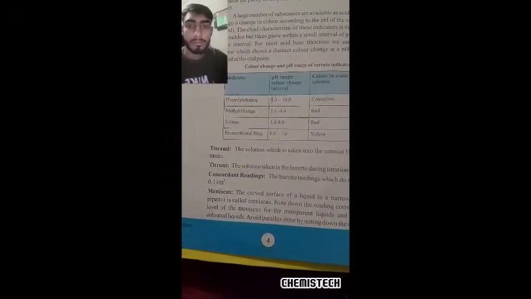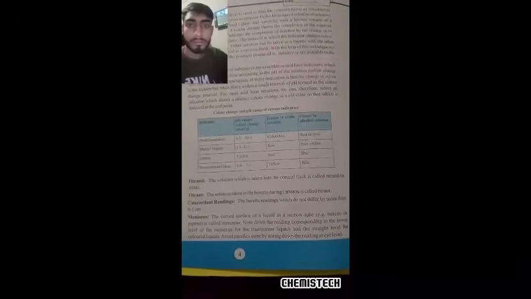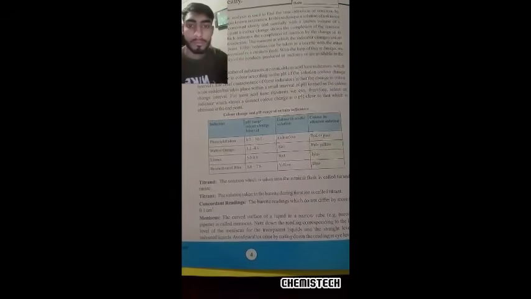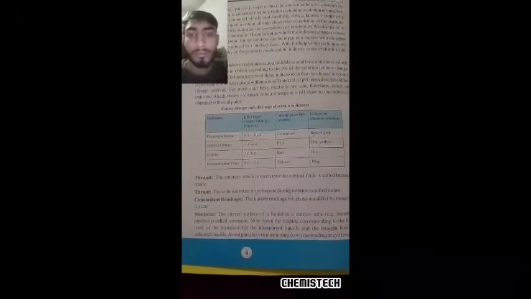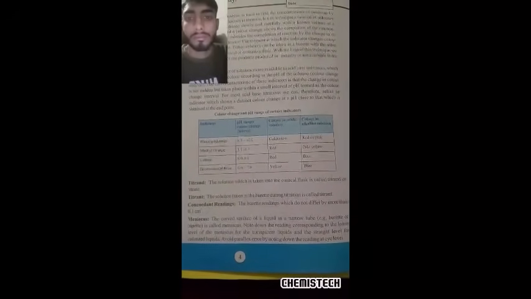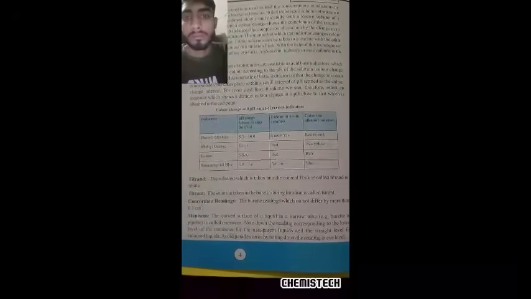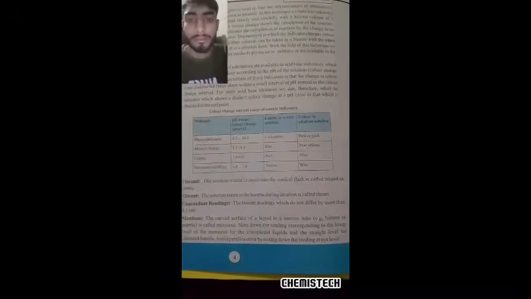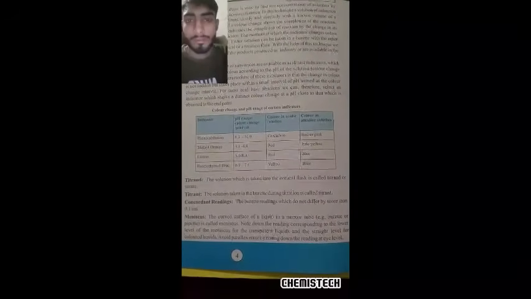The solution which is taken into the conical flask is called the titrate. The solution taken in the burette during titration is called the titrant. Concordant readings: the burette readings which do not differ by more than 0.1 cm³. Meniscus: the curved surface of a liquid in a narrow tube, e.g. burette or pipette, is called the meniscus.